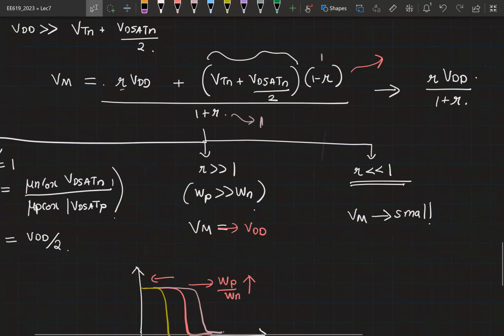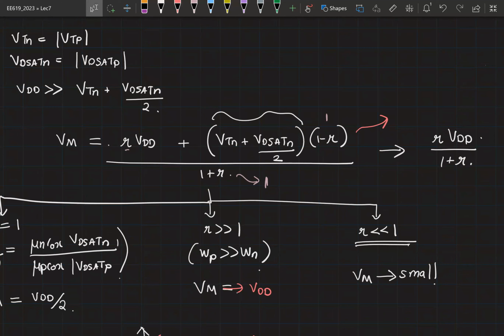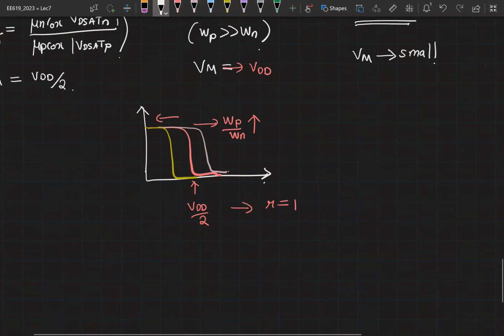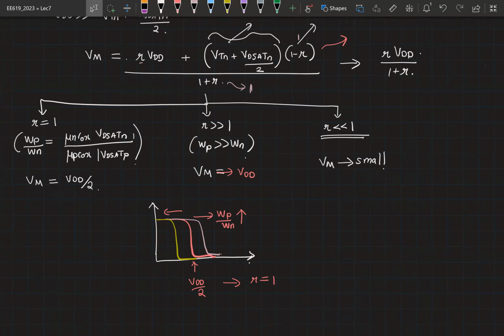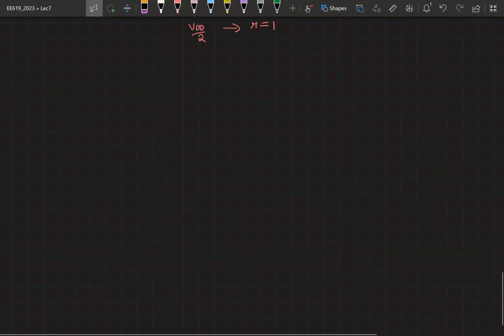Sorry? 1 minus R is close to 0. So this is also a small number. This is also a relatively small number compared to VDD. So we can ignore this factor altogether. So we have seen the equation. Now let us see if we can get an intuitive explanation for this. Is the derivation okay for you? Okay. Now let's see if we can get an intuitive explanation.